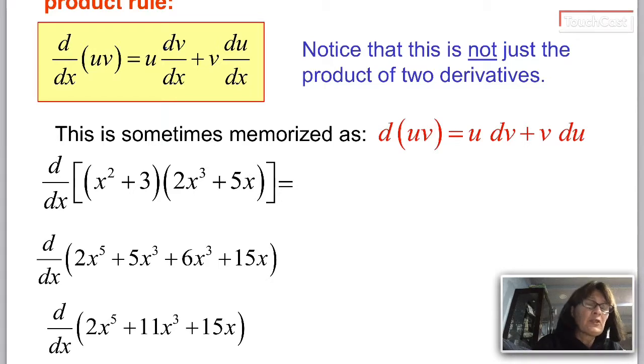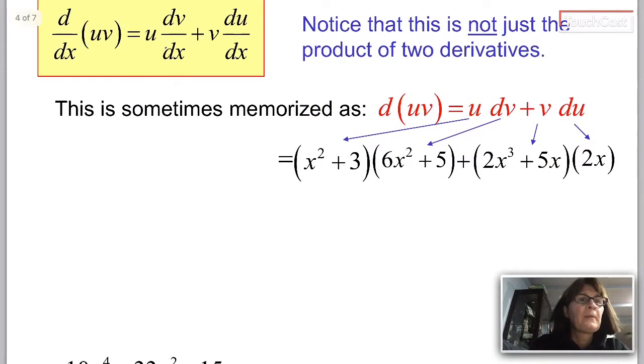So if I want to take the derivative with respect to x of this product, x squared plus 3 times 2x cubed plus 5x, one approach is I could multiply those two polynomials together. So that takes 4 multiplications, and there's a pair of like terms, so I can simplify that. I'm going to get the derivative with respect to x of 2x to the 5th plus 11x cubed plus 15x.